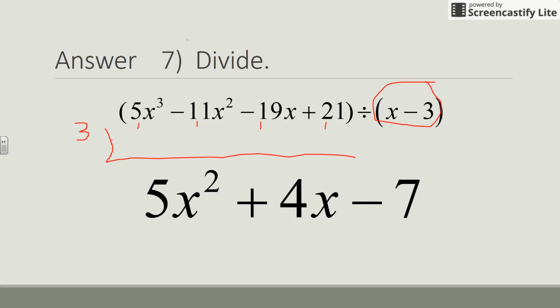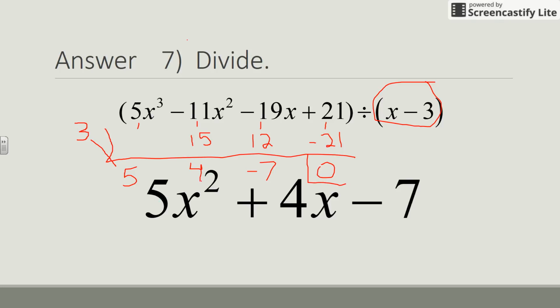And then you bring down the first number, and you multiply and add. So I multiply, and I add, and I multiply, add, multiply, add. If there's no remainder left, then it went in evenly. It means it's a factor.